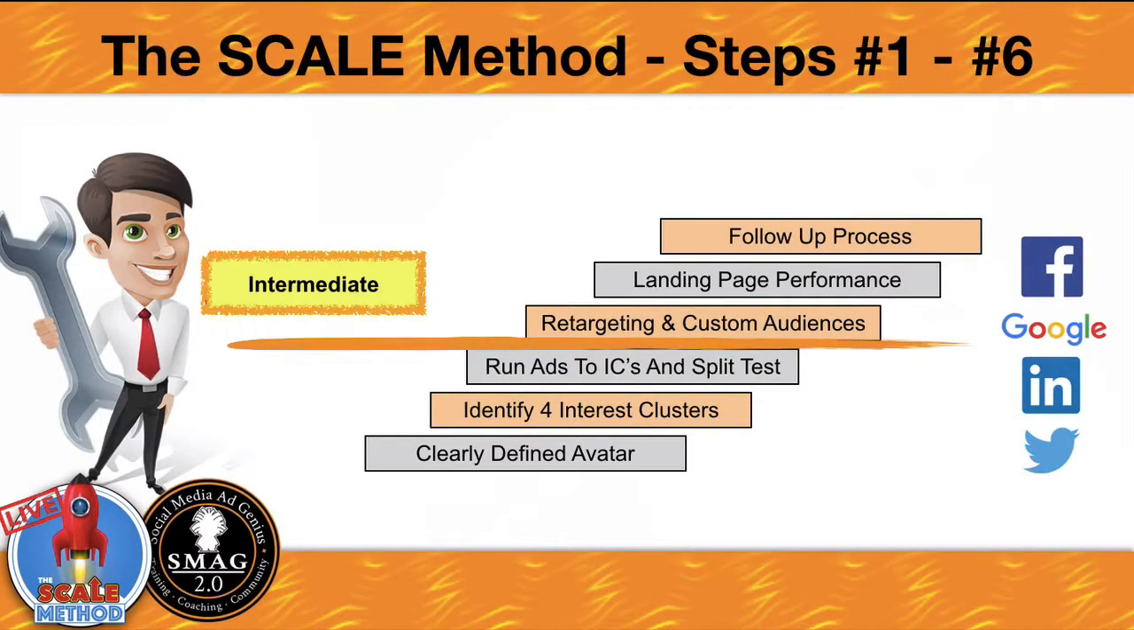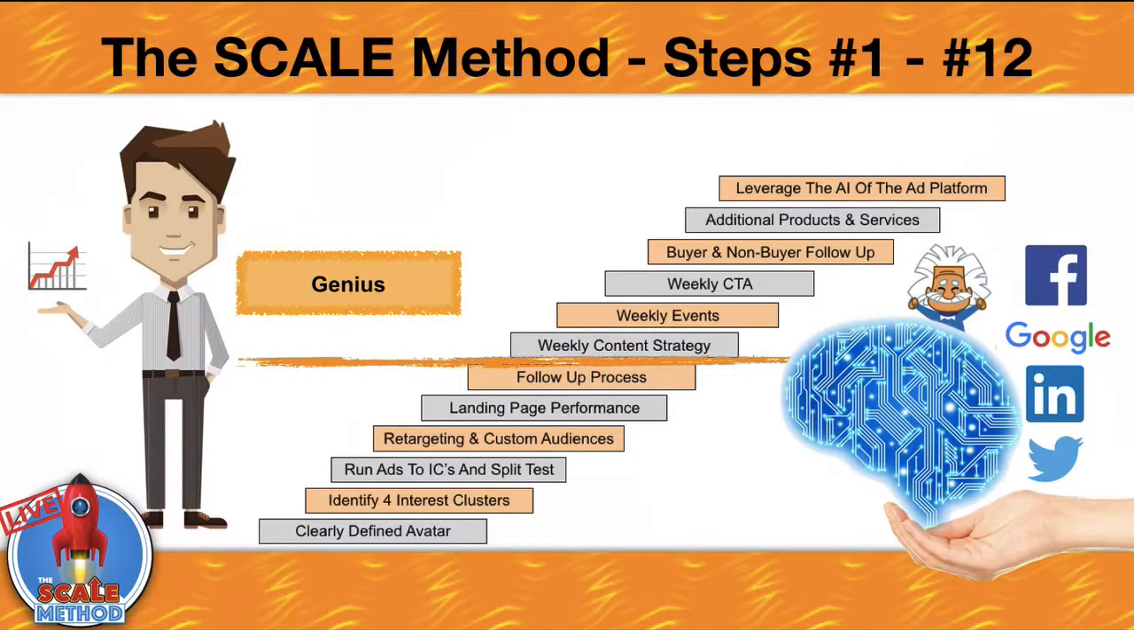See, intermediate, we're going to add an additional 3 steps. We're going to talk more about retargeting, landing page performance, and follow-up processes. See, again, these are principles that will work on any of the major ad platforms. They maybe have a little bit different name for like custom audiences, but they all offer these for you to scale your business. Now, the genius level starts to come in with weekly content, weekly events, weekly calls to action, and more. This is really where we're going to leverage that artificial intelligence.